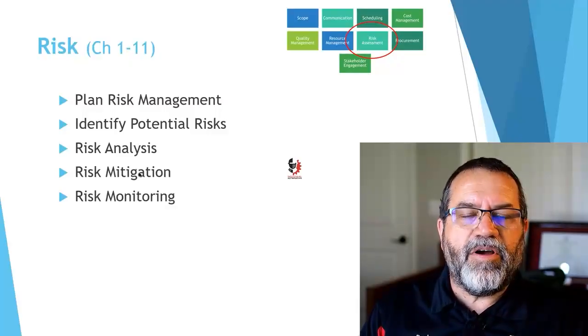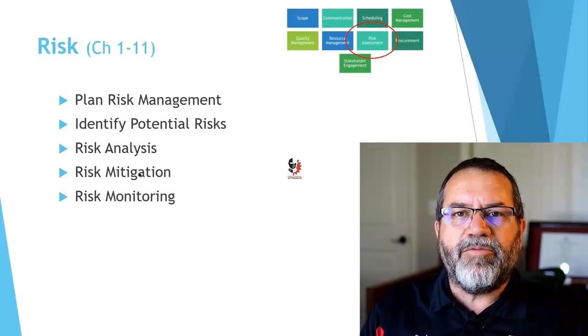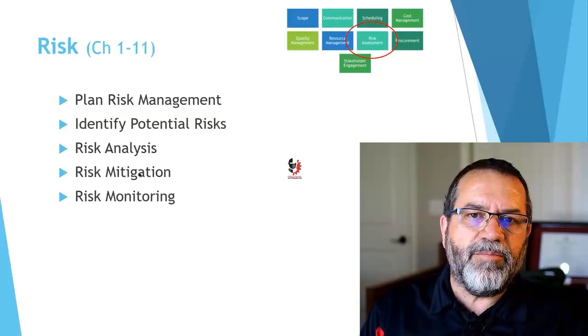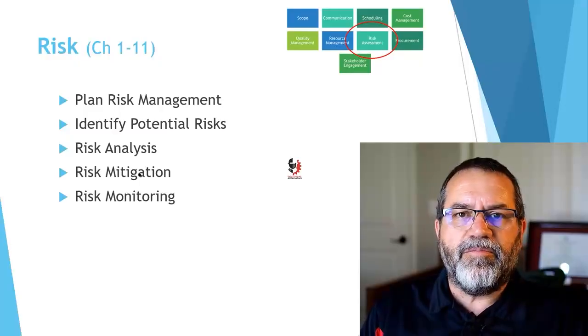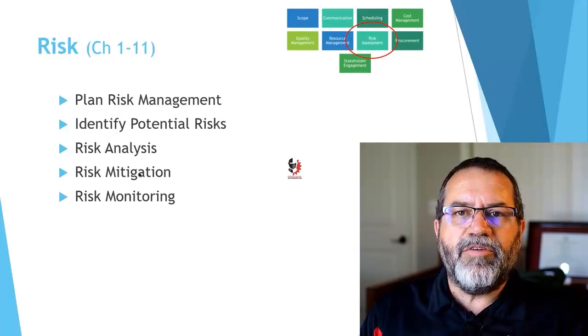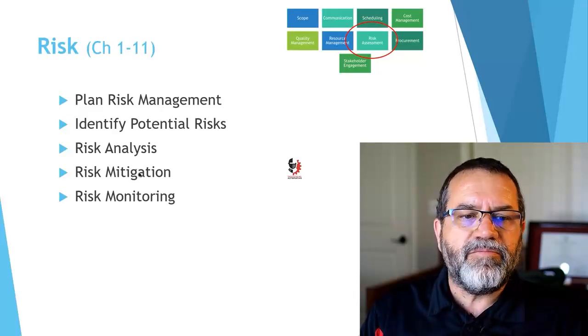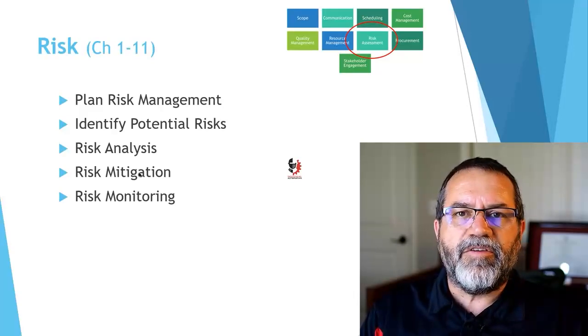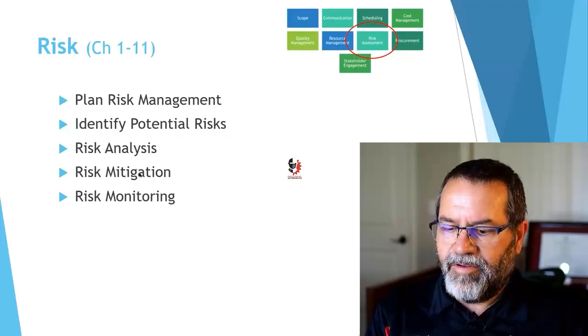You need to identify what are the potential risks. You have to analyze those risks to see if they really matter or not. Some risks don't really matter, and some risks are catastrophic if they occur. Once you know the risks, then you have to put in a mitigation plan. And as the project goes, you have to monitor those risks.